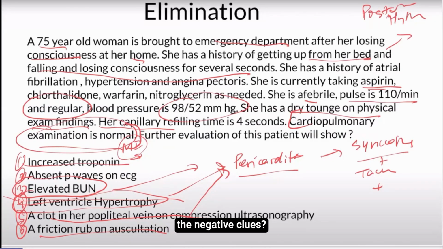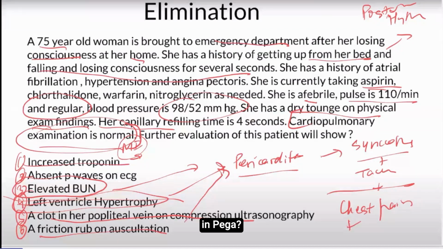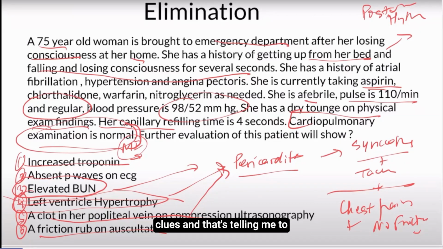Any other positive clues that you're seeing here for that? Not really. But what are the negative clues? Do you get chest pain in pericarditis? The answer is yes. In pericarditis, is the cardiopulmonary examination normal? The answer is no, because you're going to hear a friction rub. So there is no friction rub. So those are the negative clues, and that's telling me to rule this out. And you come to the answer, which is BUN.